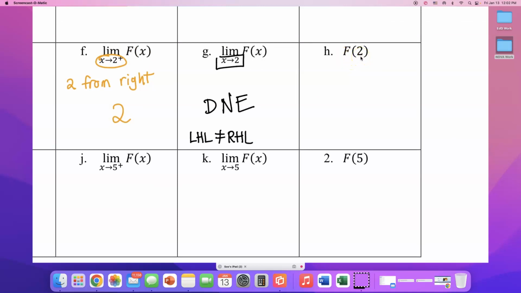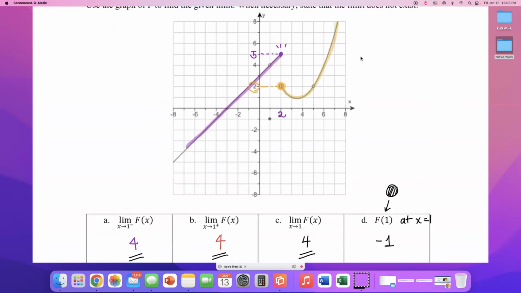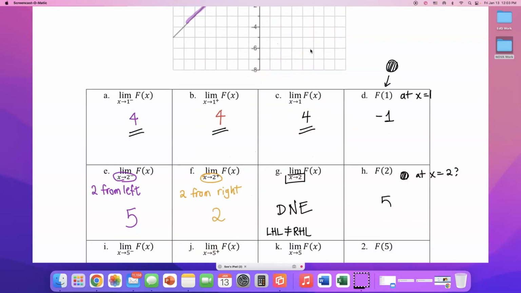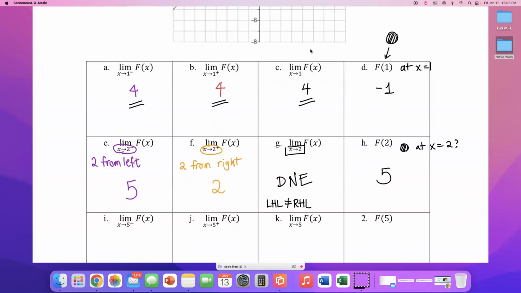Where is the solid circle? Where is this filled-in circle at x equals 2? That's what this is asking. So let's go find it at x equals 2. Oh no, is there any filled-in circle? Oh yes, there is. Right there at 2, 5. Right? So the function value is up at 5, not down at 2. This guy is an open circle. The function value is at 5, because we have a solid circle at 2, 5. All right, we're done with the second set.